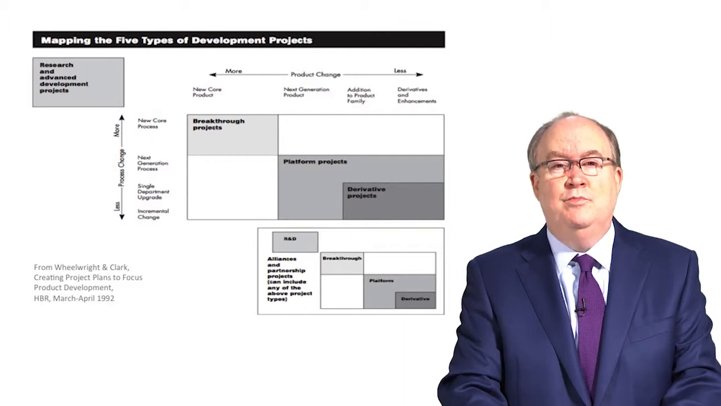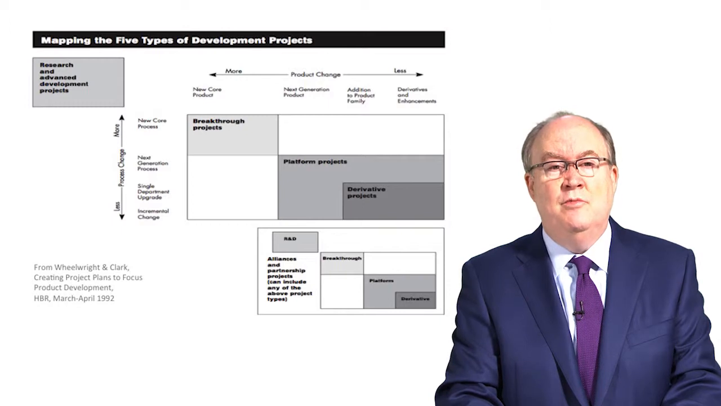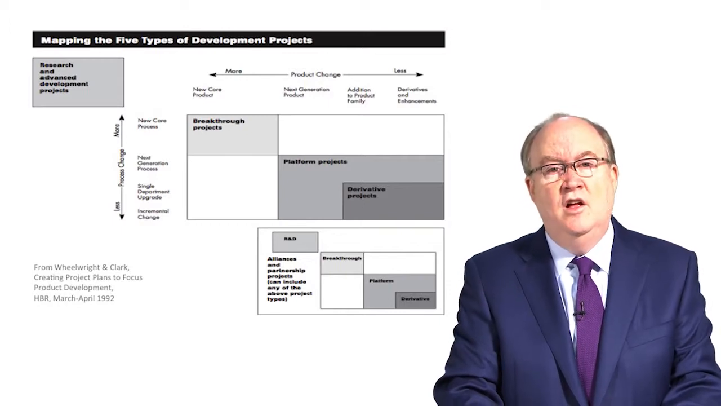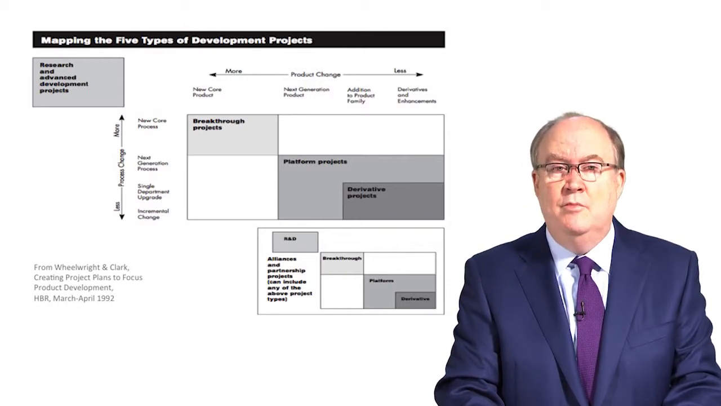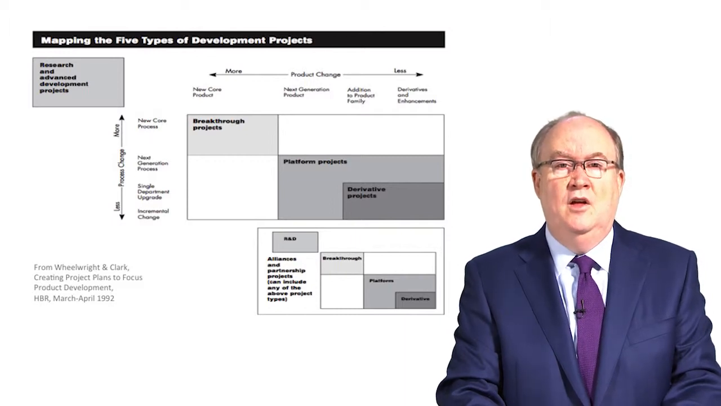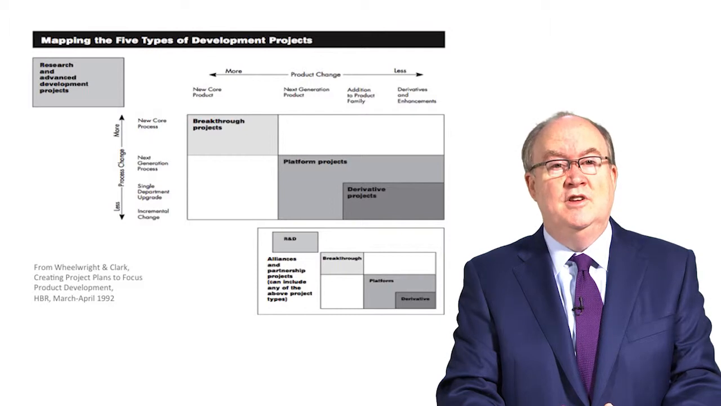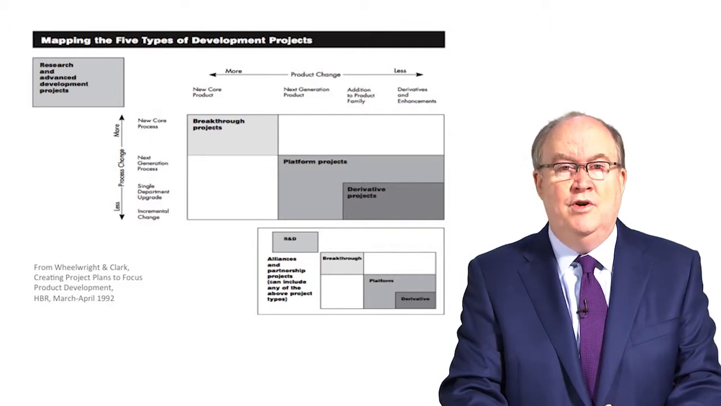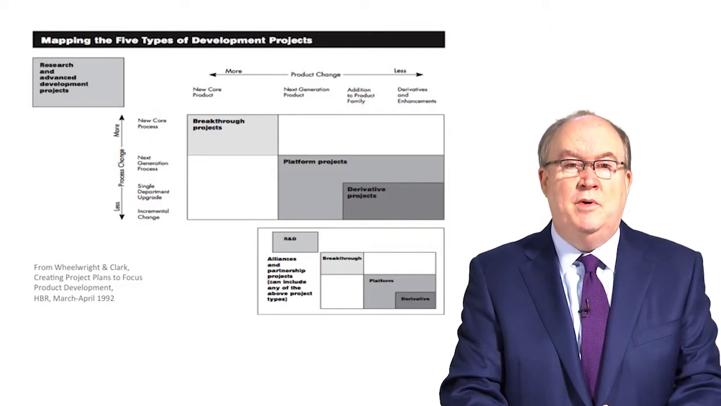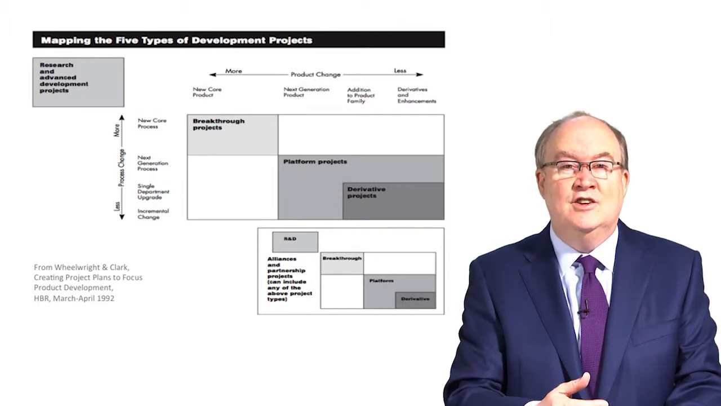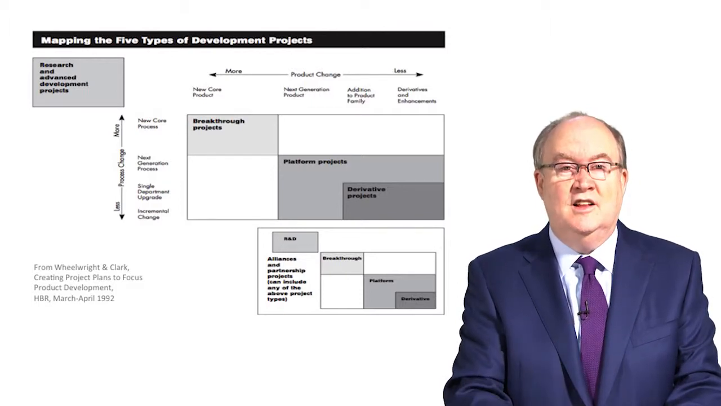Wheelwright and Clark proposed a portfolio framework that starts by classifying the degree of change in the product and in the process. The greater the change along either dimension, the more resources are needed. From that construct, they divided commercialization projects into three types: derivative, platform, and breakthrough. Now notice their language parallels the incremental, architectural, and disruptive terms I've used in this class.